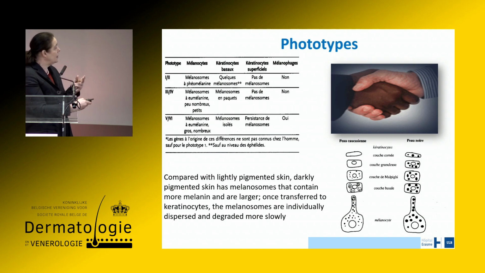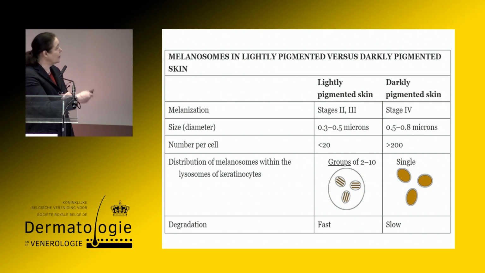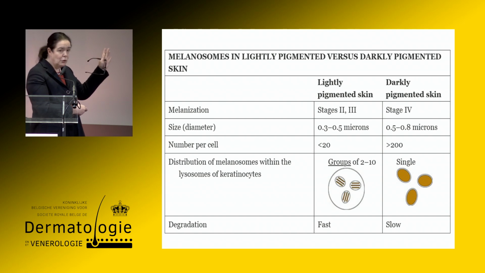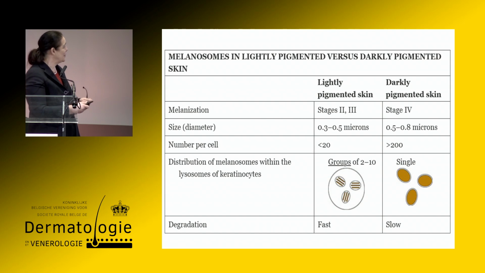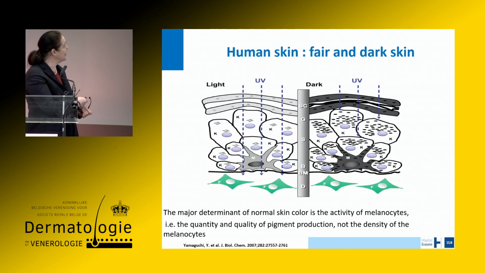So if you compare fair skin and dark skin, you really have the difference in the number and the type of melanosomes. This is also a summary. Most of this excellent summary comes from Jane Bologna, who did her PhD in pigmentation, and she did a very nice chapter on pigmentation. So you see the difference between the dark and the fair skin.